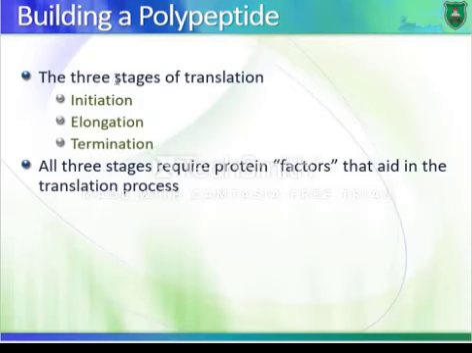So, building of a polypeptide in the prokaryotes or eukaryotes should be performed through three stages: the initiation, the elongation, then the termination. Actually, all of these stages require protein factors that help and aid the translation process.